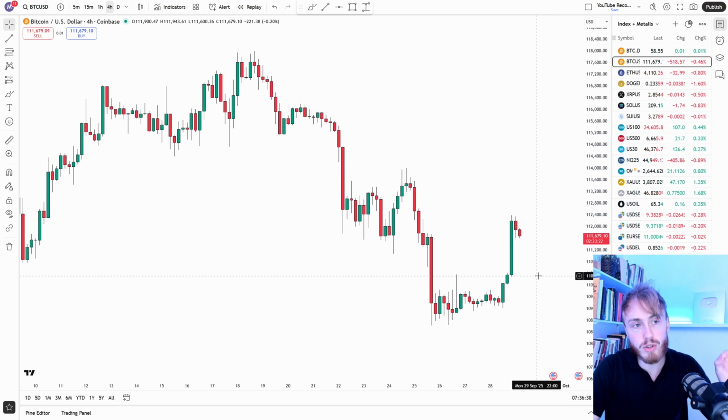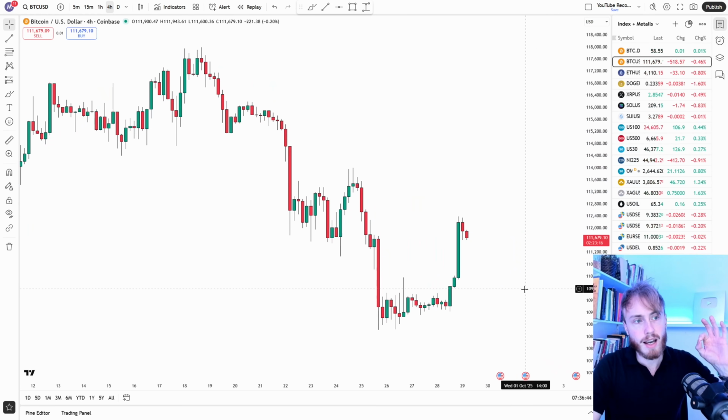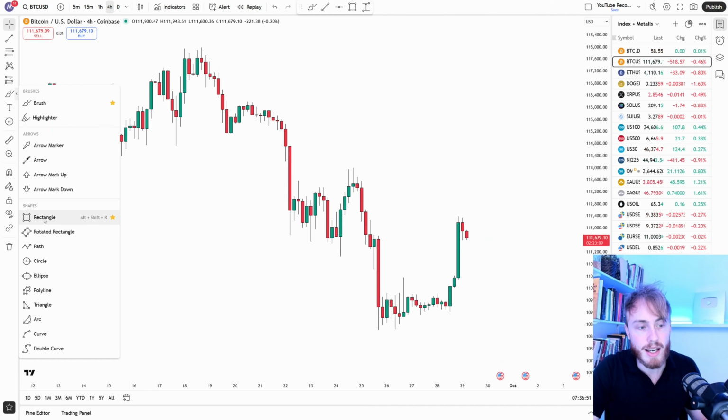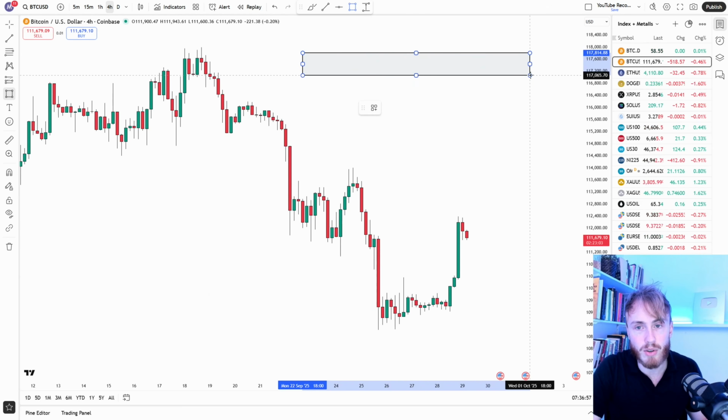But now I want to show you guys how to draw our supply and demand zones in TradingView. And to do this is very simple. You want to navigate here to where it says geometric shapes. You press right here, and then you want to open up the rectangle tool. To use the rectangle tool, you simply just draw it out anywhere on the chart.